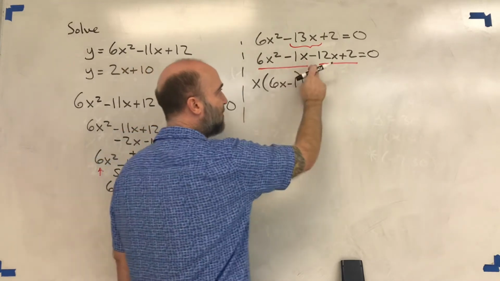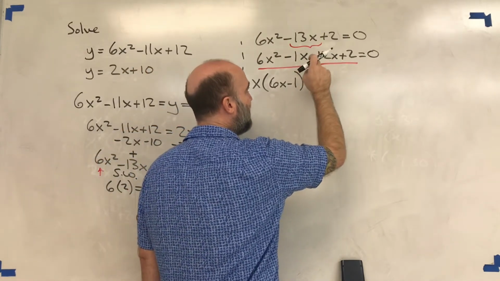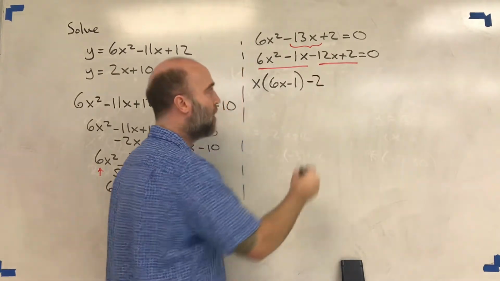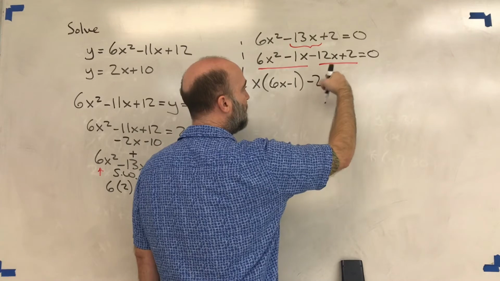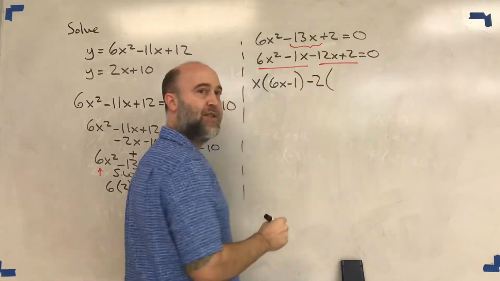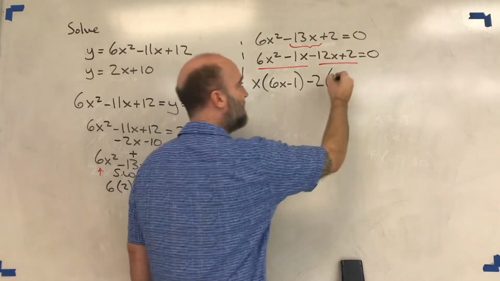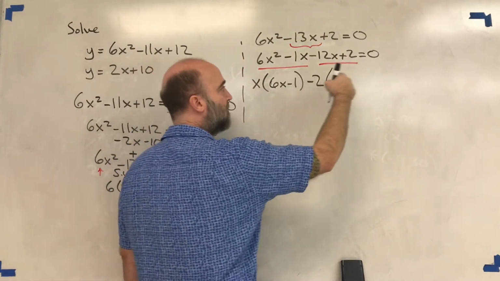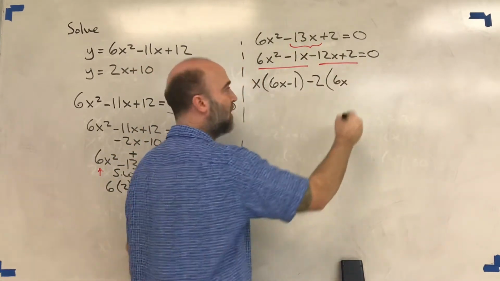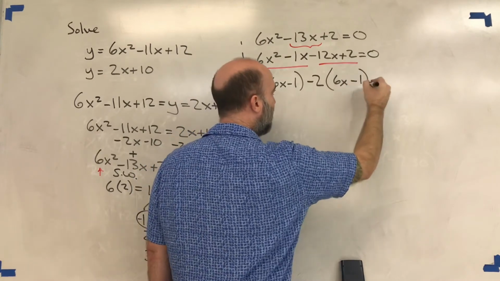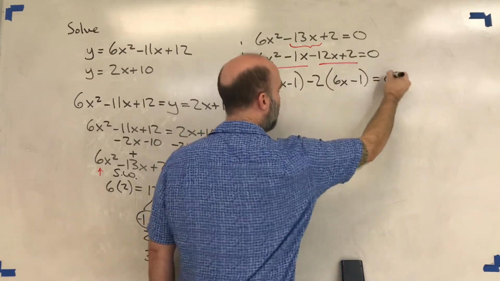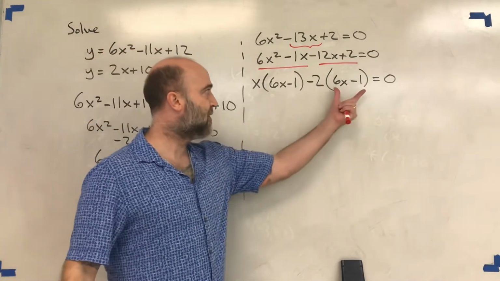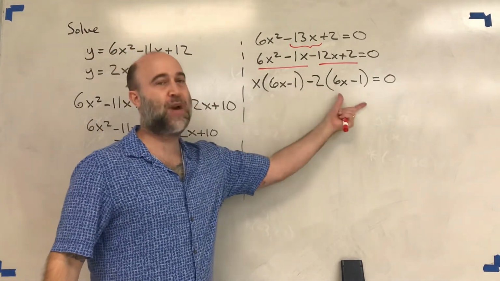This is that case where you got to be careful. I factor out a negative 2 here. If I factor out a negative 2, then negative 2 times what is negative 12x? Negative 2 times 6x is negative 12x. Negative 2 times what is positive 2? Negative 2 times negative 1 is positive 2. All of this is still equal to 0. Now, the whole point of this is so that you can have this matching factor right here.